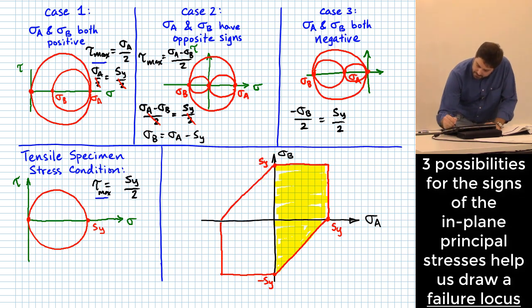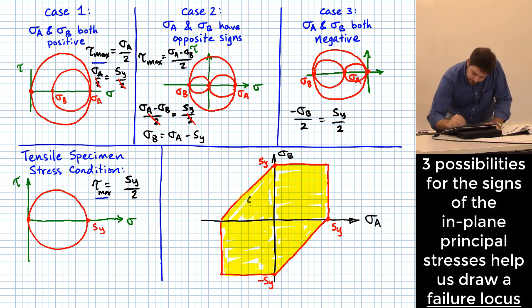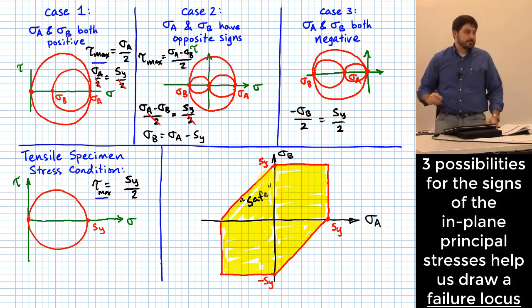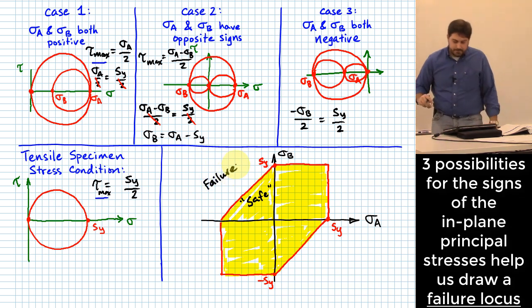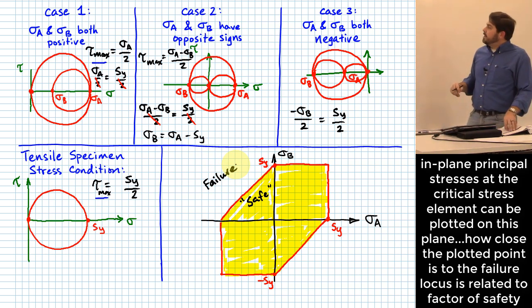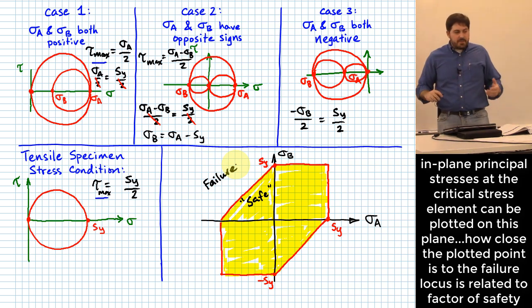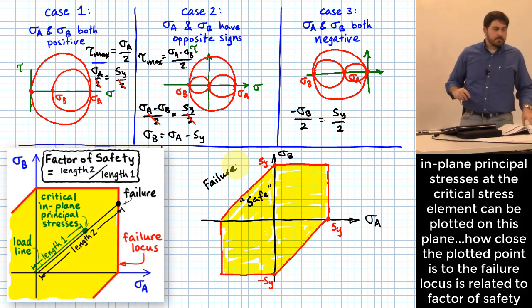And if we're plotting all the different possibilities that we could have for sigma A and sigma B, okay, this gives us an envelope of where we are safe. Okay, meaning we don't predict failure, right? And out here we have failure. All right, how do you think a factor of safety might come into all of this?